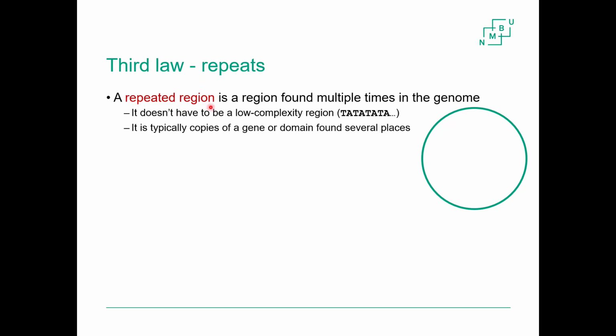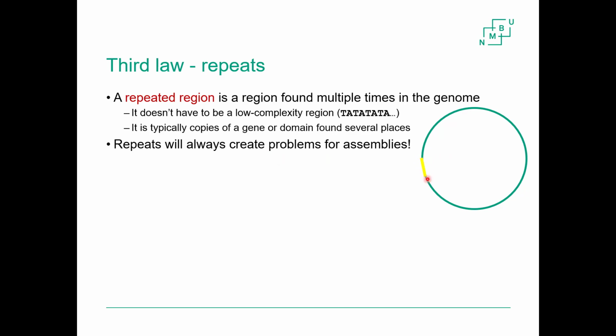The third law is about repeats, which is really the headache when it comes to sequence assembly. A repeated region is a region of the genome that we find multiple times, right? You should not confuse it with what we call low complexity regions, where a small set of symbols is repeated over and over again inside the same element, like this, T8, T8. This is not what we call a repeated region. A repeated region is instead, think of it as a gene that has been duplicated. So you find the same gene in different places, and this will always create problems.